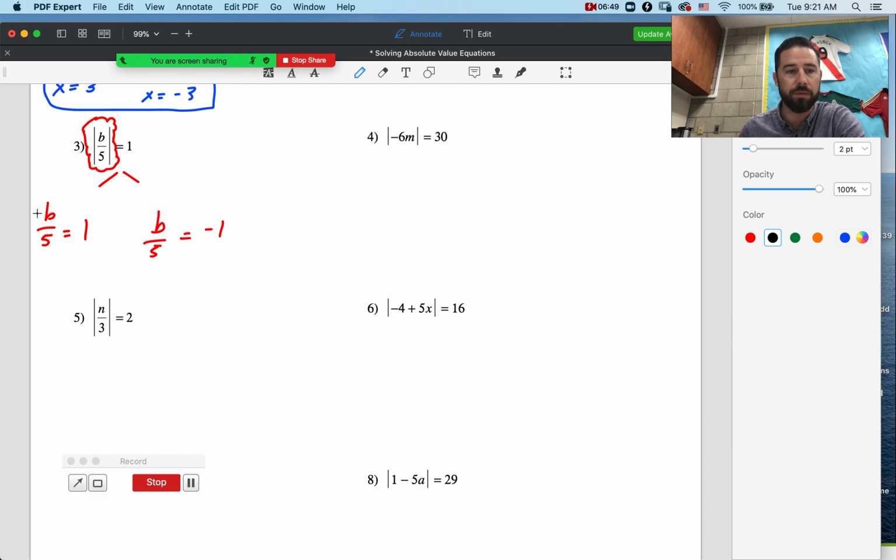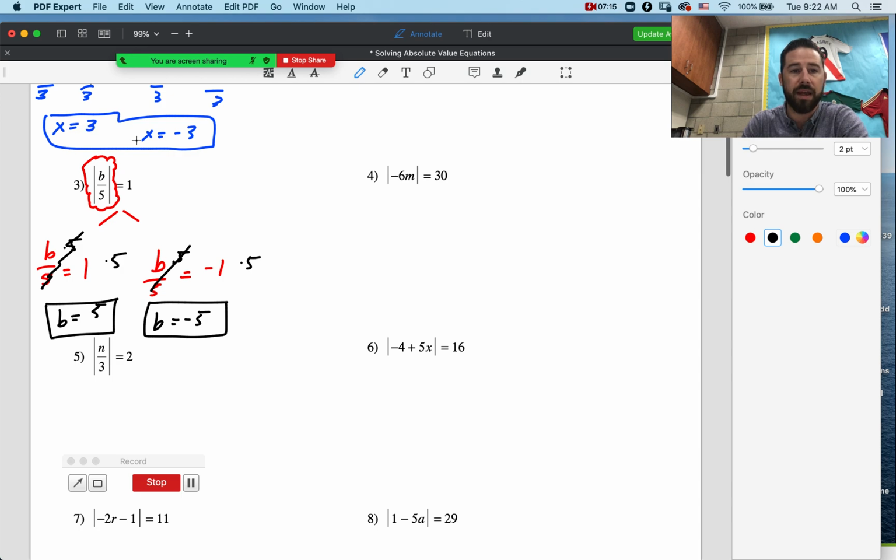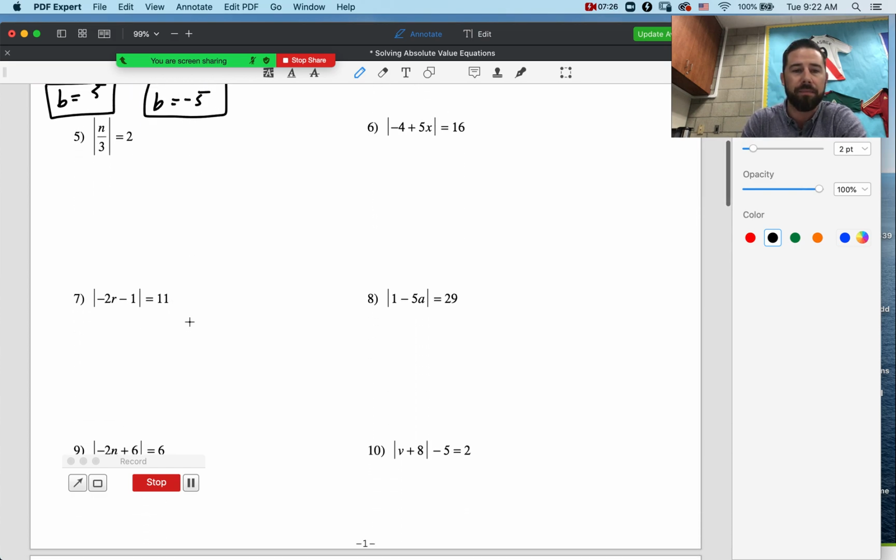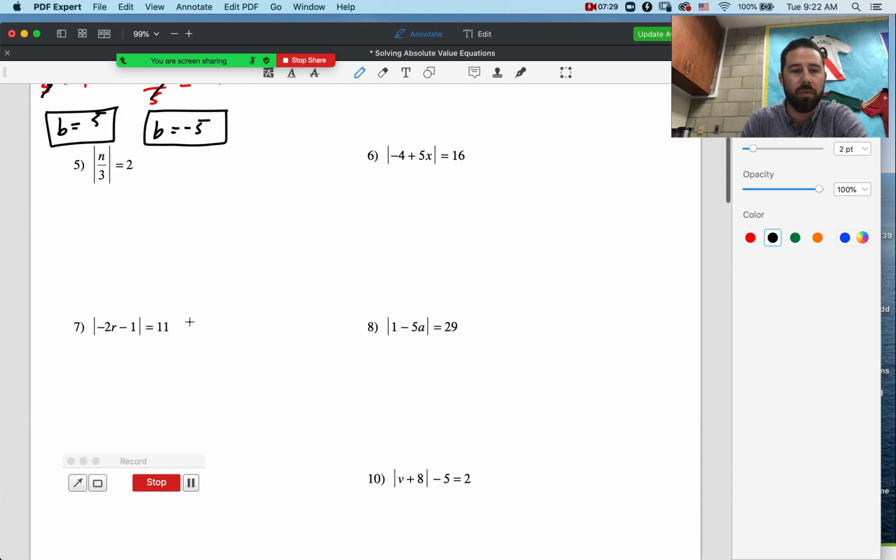Then you say, what's being done to our variable? It's being divided by 5, so we multiply by 5 on both sides, and b equals 1 times 5, which is 5. Same thing here, b is being divided by 5, so we multiply by 5 on both sides, and b equals negative 5. Right now you're noticing that the numbers are the same: 5, negative 5. It's not always going to be like that. It's trending in that direction right now because we're doing easy problems, but it's not always going to be like that.